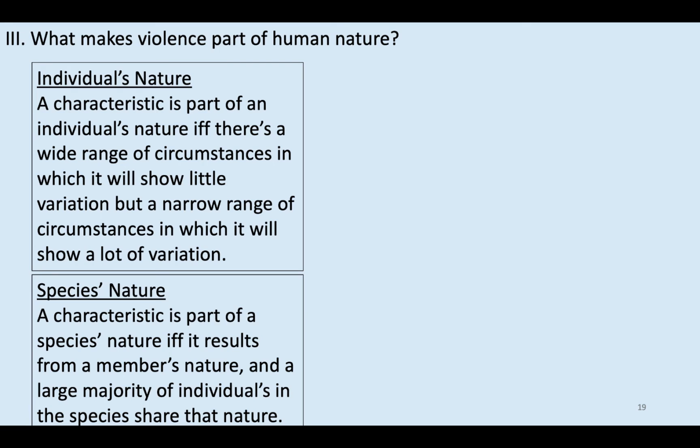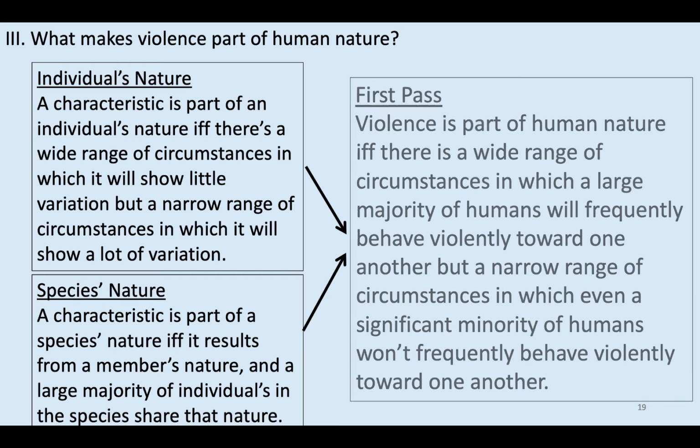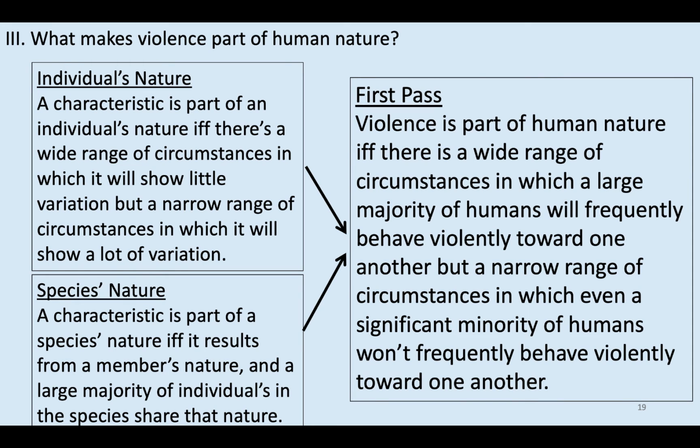Now, a characteristic is part of a species' nature if and only if it results from an individual member's nature and a large majority of individuals in the species share that nature. So let's put these together, and what do we get? Well, we get a first-pass specification of the claim that violence is part of human nature. This specification holds that violence is part of human nature if and only if there is a wide range of circumstances in which a large majority of humans will frequently behave violently toward one another, but a narrow range of circumstances in which even a small minority of humans won't frequently behave violently towards one another. And this looks like a reasonable kind of hypothesis, one that we can test.